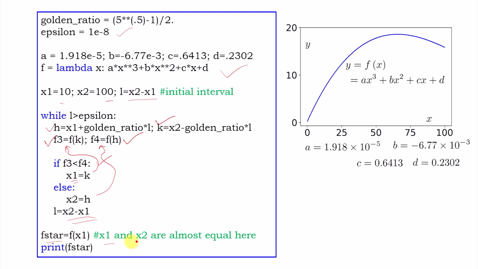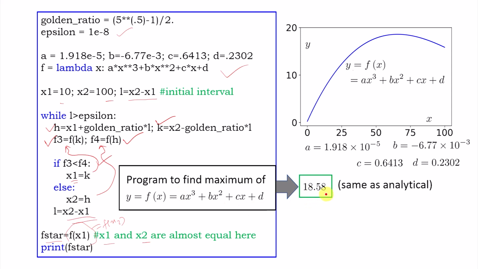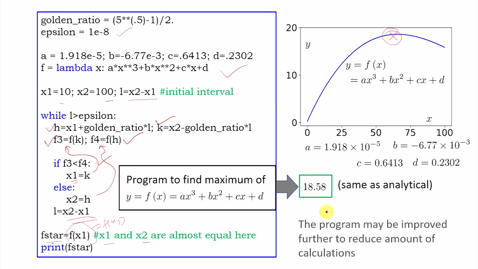Here x1 and x2 are basically equal. Their difference is 10 raised to minus 8. So wherever you calculate the f value, it could be f of x2 as well, because x1 and x2 are 10 raised to minus 8 apart. So it doesn't really matter. That is the maximum value of this function. If you run this code, what you will get is 18.58, the answer. And that is exactly the answer we were looking for. This is 18.58 here. This is the answer we have got from the analytical solution as well as from random search.